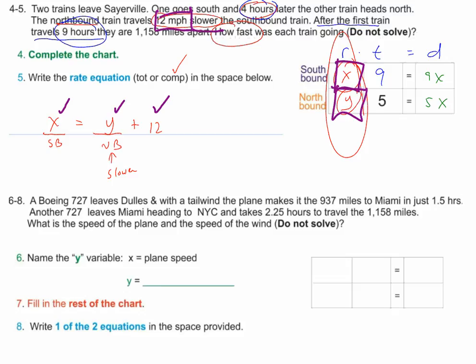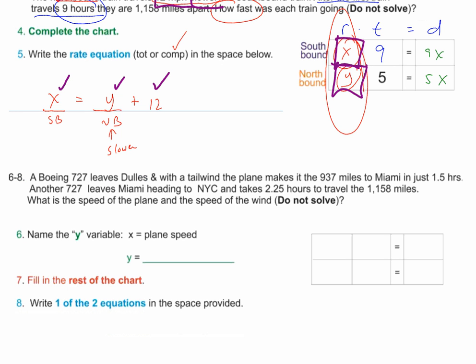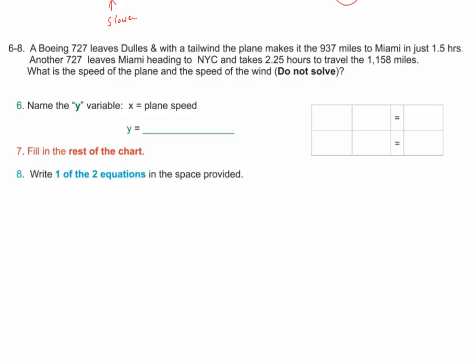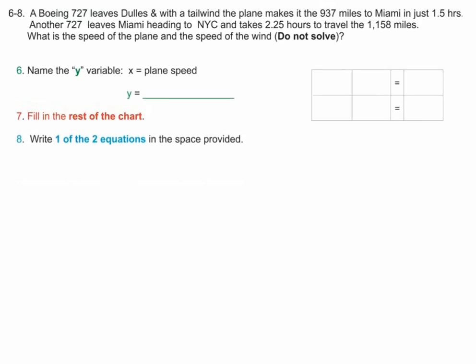All right, 6 through 8. So again, first thing you got to think is, I'm doing a wind problem. Now again, I tried to help you. I already said x was the plane speed. You should have said y is the wind speed. X is the plane speed, y is the wind speed.